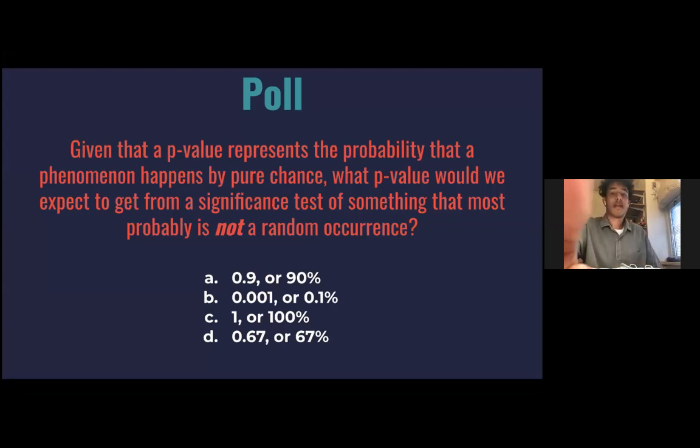All right, so it looks like most people said B, which is the correct answer. And remember, this is correct because the p-value represents the probability that a phenomenon happens by pure chance. So if we're testing something that we know is definitely not a random occurrence, we'd want the p-value to be extremely low because that would tell us that our intuition about that is correct. Okay.